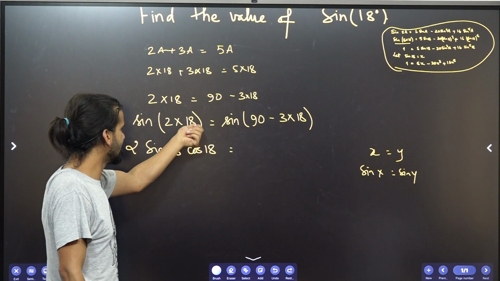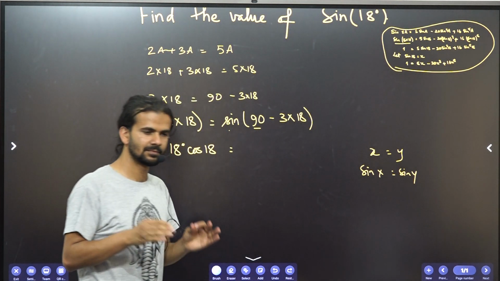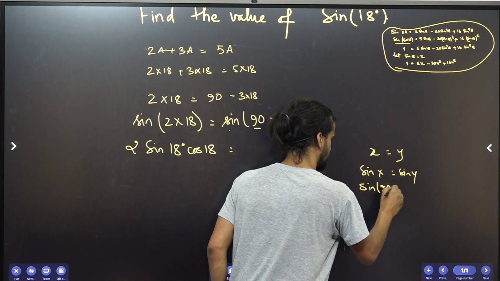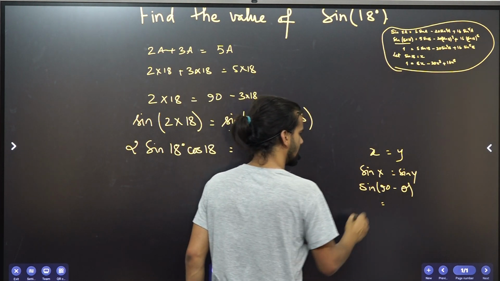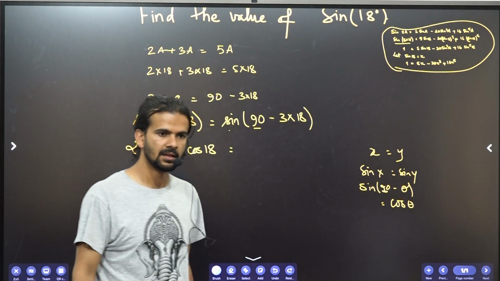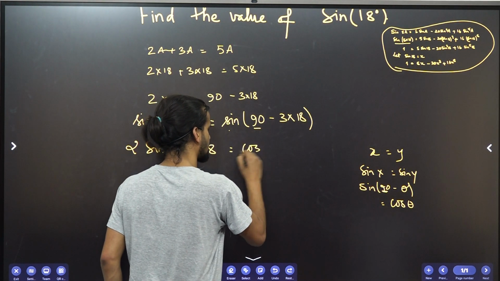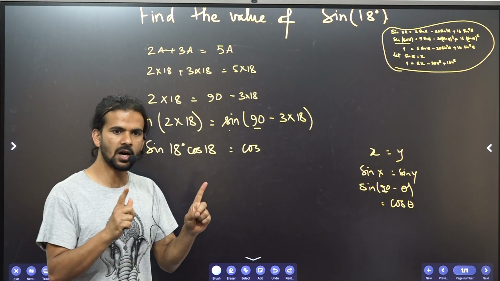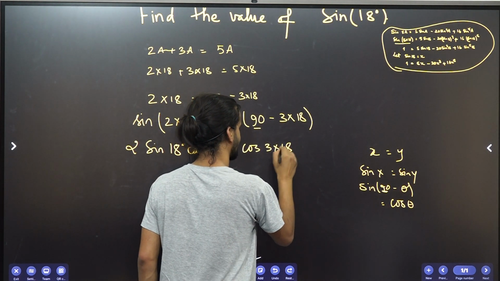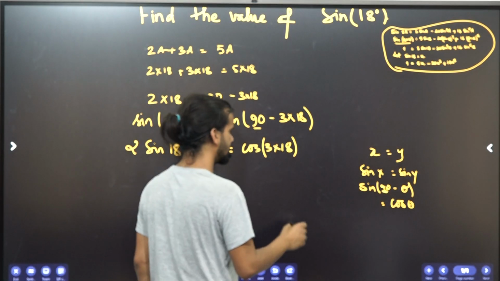But sine 2a is 2 sine a cos a. Sine 90 minus theta. What is sine 90 minus theta? So 90, odd multiple of 90, that means cos theta, positive or negative? In the first quadrant, sine is always positive, so that means this is cos 3 times 18. Right? Cos 3 times 18.